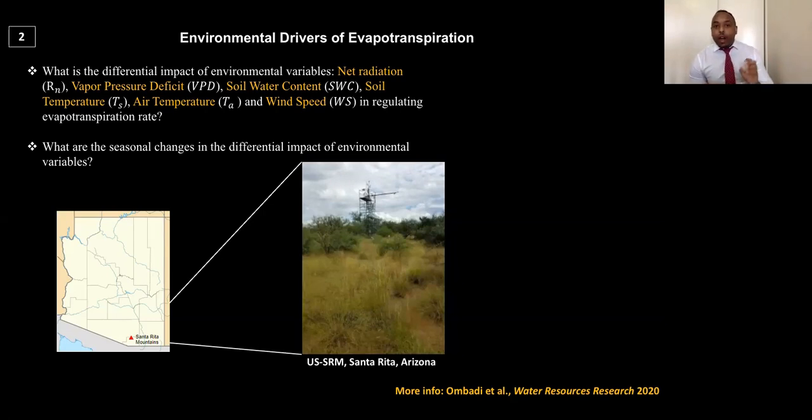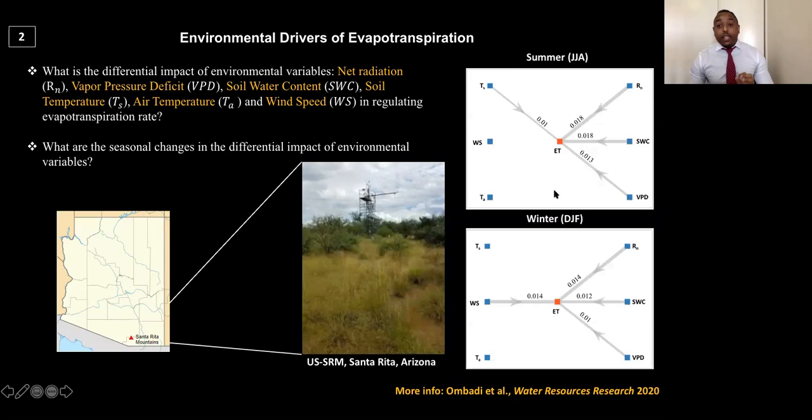And the particular algorithm that was applied here is known as the PC algorithm. So these two figures that you see here show the causal networks that were obtained at a significance level of 0.05. And the analysis here is divided into two periods. So we have the summer season, June, July, August, and the winter season, December, January, February.